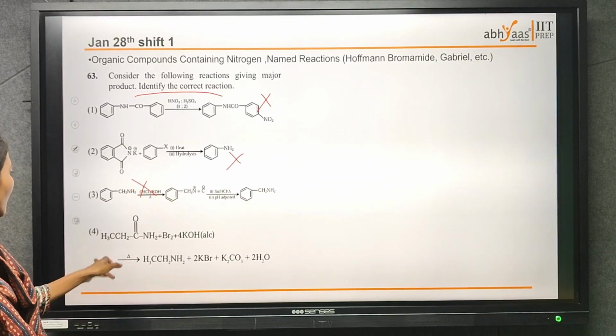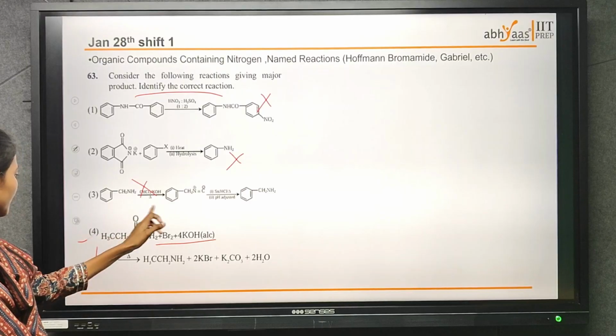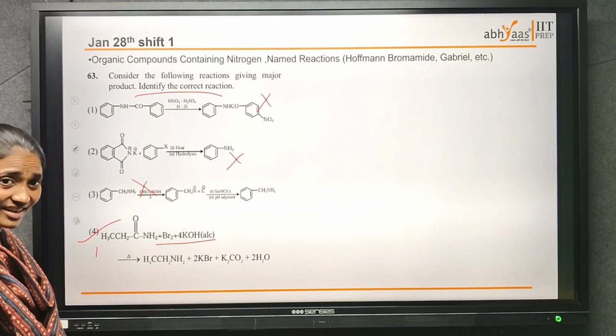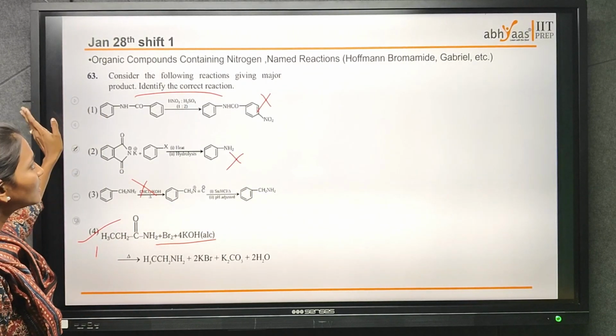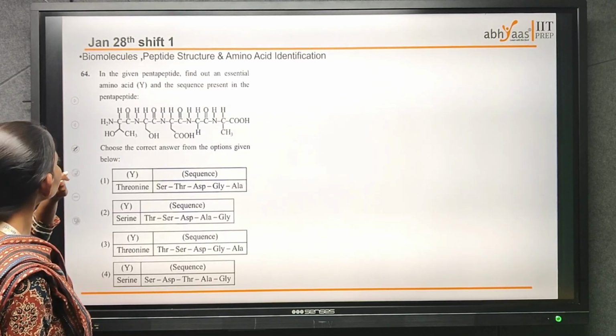No. Here we are having bromine and KOH, which is Hoffman bromamide. So this is your major product. This is your correct reaction. So simple question. Named reactions we need to remember, right? Moving on to next question.